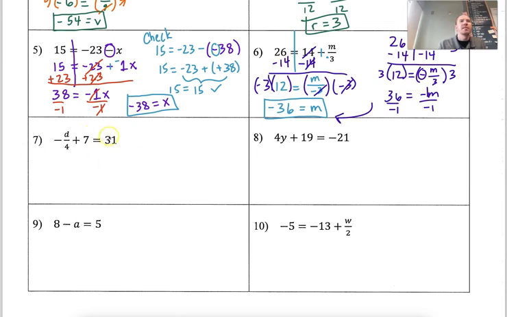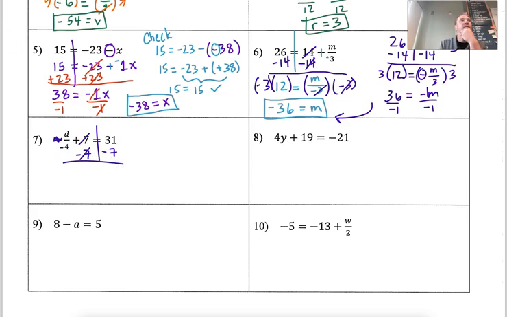All right, let's see. Number 7, negative d over 4 plus 7 equals 31. So right away, kind of like we did on number 6, I'm going to sneak that negative to the denominator and say it's d over negative 4. Not that you have to. Can't simplify on the left side, so I'm going to cancel the addition or subtraction. We've got $7. Let's take that away.